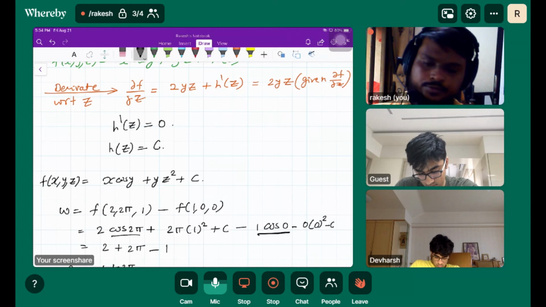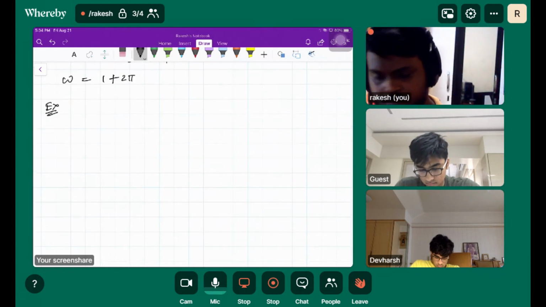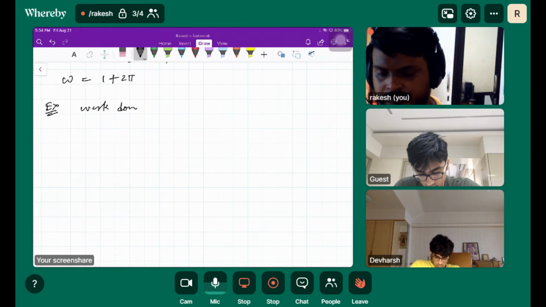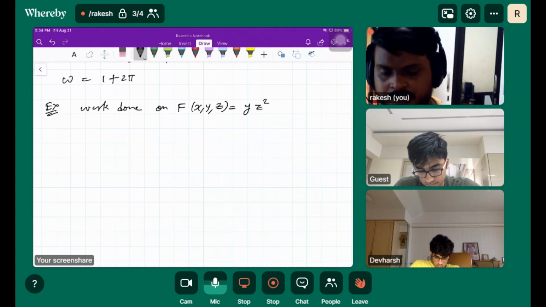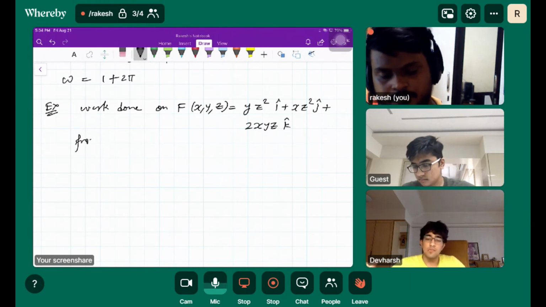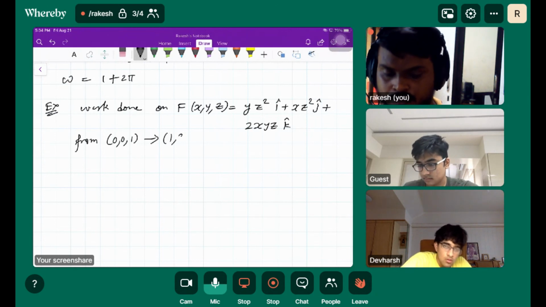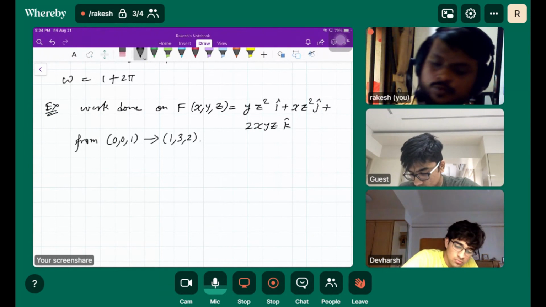Okay. So let me put up the homework question now. Find out the work done on F of x comma y comma z is equal to y z square i cap plus x z square j cap plus 2 xyz k cap from 0 comma 0 comma 1 to 1 comma 3 comma 2.